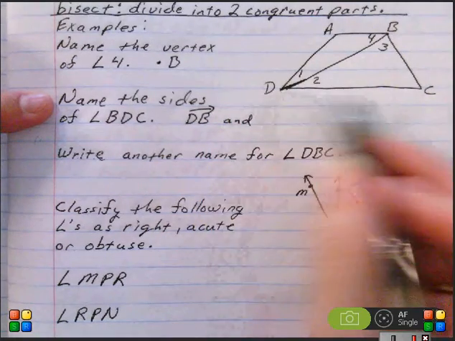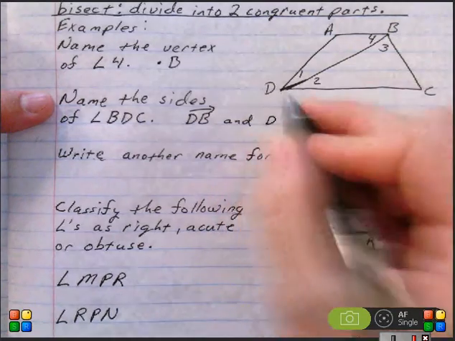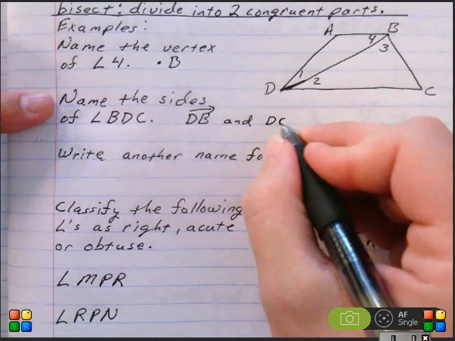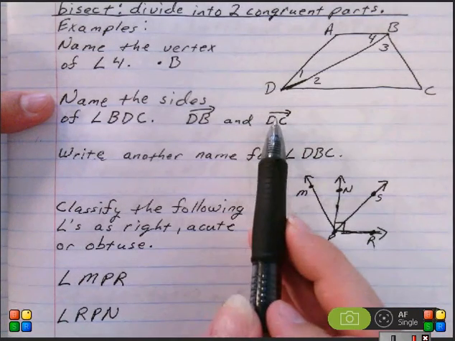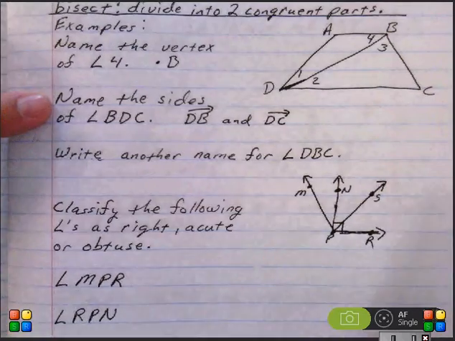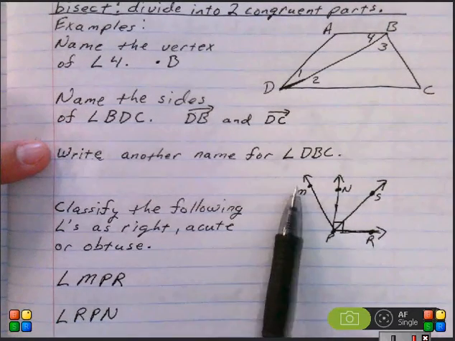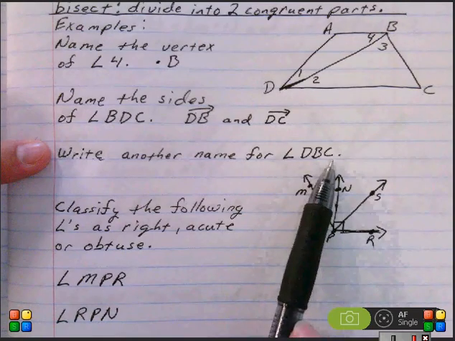And my other side, D again, because that's my endpoint, and then it goes towards C. And make sure you're putting the symbol over the top. We only have one arrow on these. And then the last one, we're going to write another name for angle DBC.